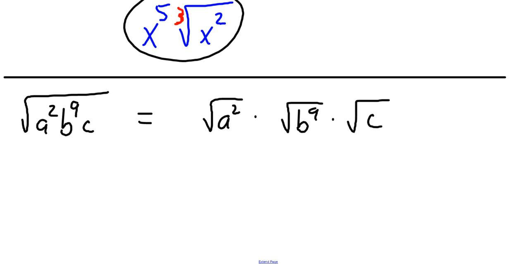And then once you think about them as being separate, you may not really need this first step, but basically then you're going to go back and divide everything. So this is a to the 2 divided by 2. This is b to the 9 divided by 2. And you've got c to the 1/2. So you may not need the first step, but again, just thinking of what we're doing here, that we're breaking up into 3 parts.